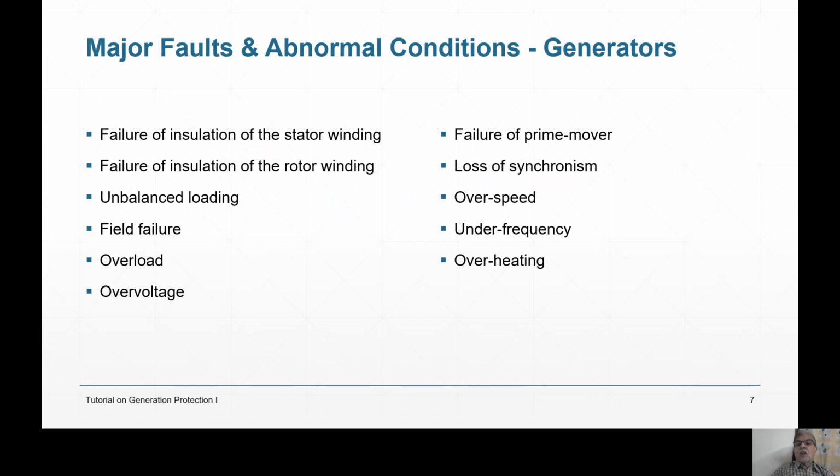Nowadays, on all 11 kV substations, some 2 or 3 feeders are kept such that they are auto tripped on under frequency. If the frequency is 49.95 or 49.94, they will trip so that load is reduced and frequency is maintained.